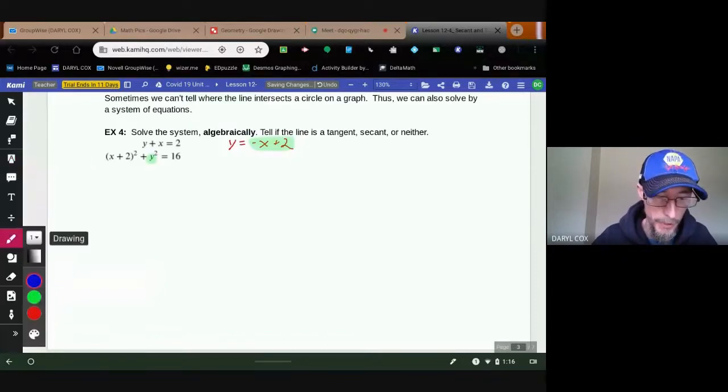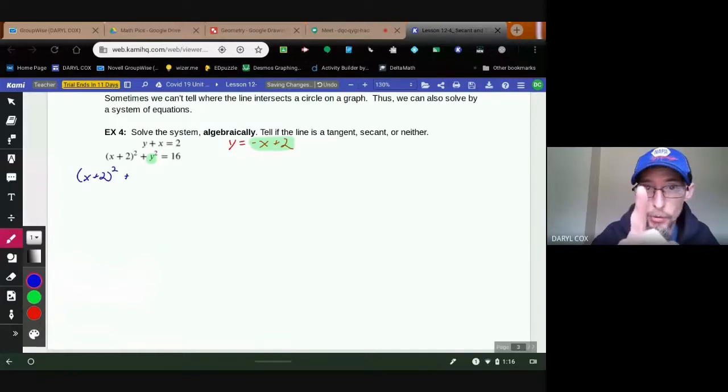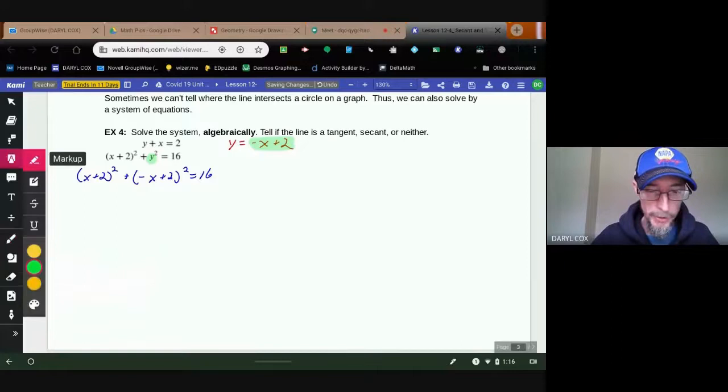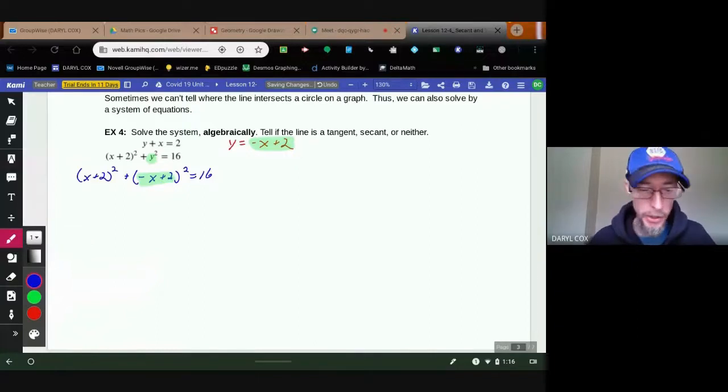I'm going to take that and substitute this whole thing in for y. Now I'm just going to substitute, nothing else right now. x plus 2 squared plus, use your parentheses, -x plus 2 squared equals 16. That's just substitution. In place of the y, I put what y equals. So now I've got to FOIL these out. You might want to go to scrap paper when you FOIL this out, or do it in your head if you can.